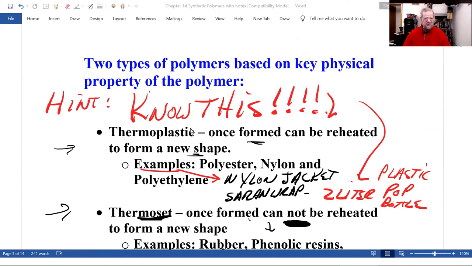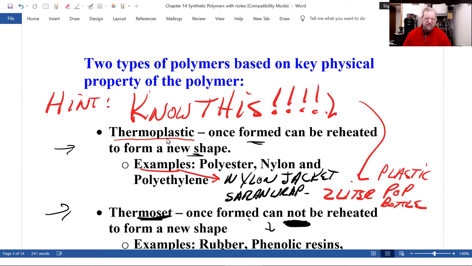Now, if you notice on the slide, it says, know this, you should. Again, this is not going to be on test three. This will be on test number four. Now, the first type of designation for a polymer by a key physical property is thermoplastic.